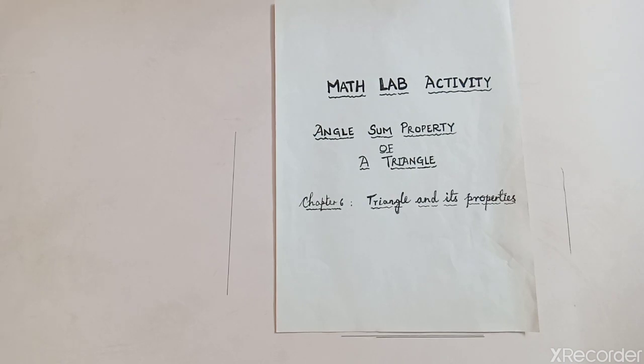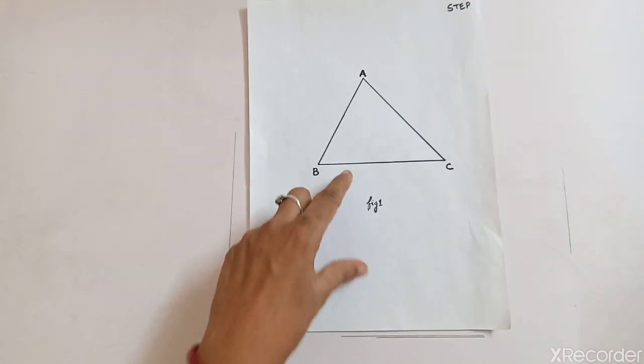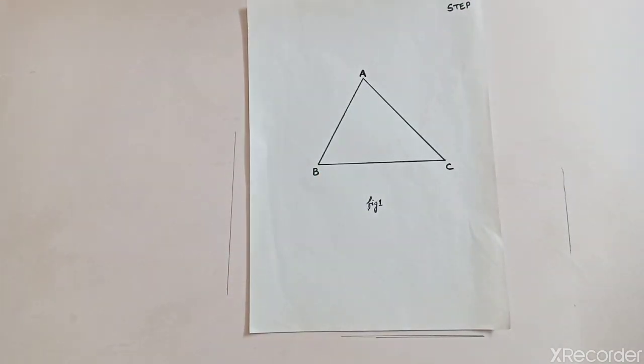Children, today we will do a MATLAB activity. The topic is angle sum property of a triangle, to verify that the sum of three angles of a triangle is 180 degrees, from chapter 6, triangle and its properties. For this you need 4 sheets of plain paper, or you can use colored paper if you have, or assignment sheets can also be used for this activity.